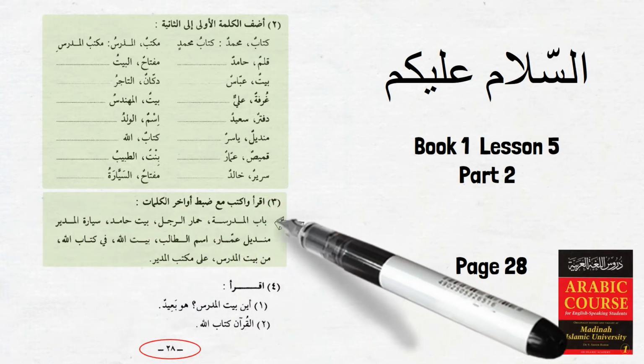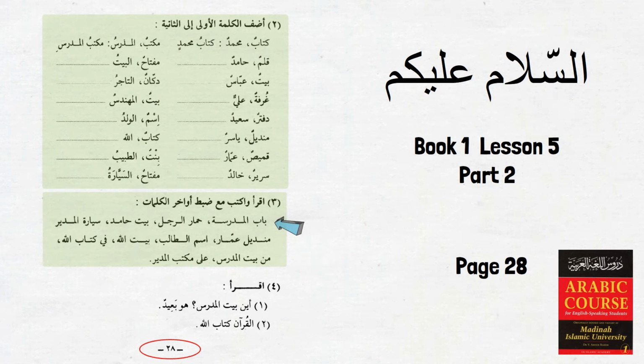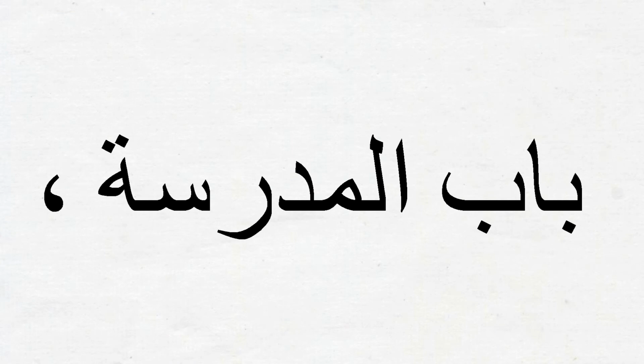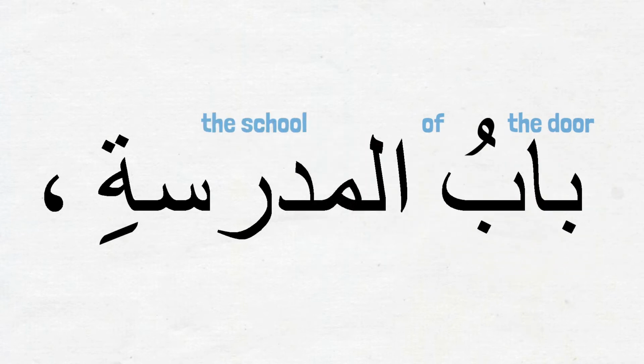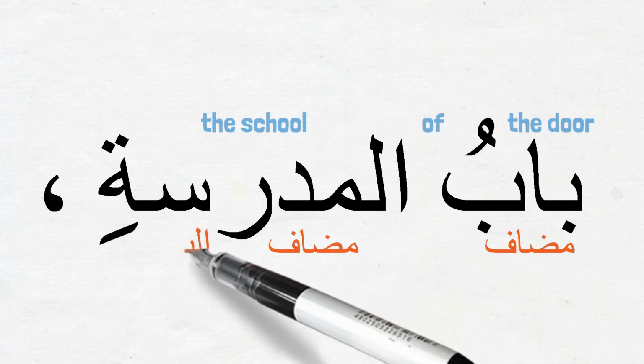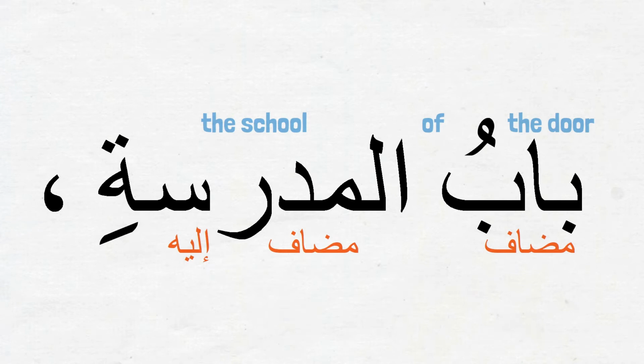Here we need to be able to read the given إضافة combinations correctly using the proper vowel signs at the end of the words. I will give you a few seconds to try on your own first, okay? The first one. Babul madrasati. The door of the school. Babu here is mudaf with no al or tanween, and al-madrasati is mudaf ilayh, coming as majrur.